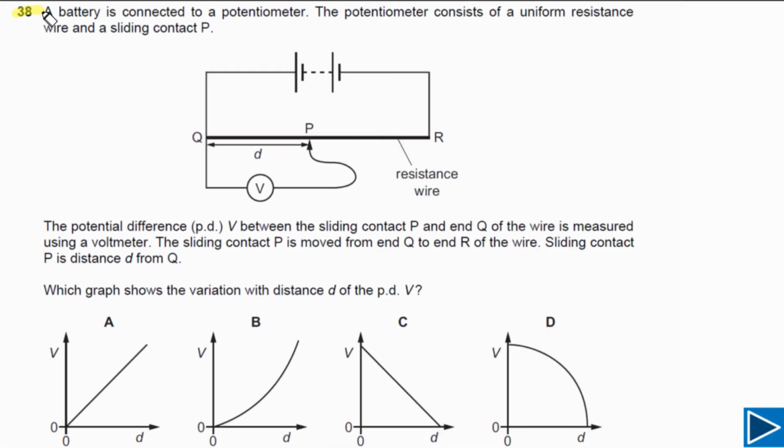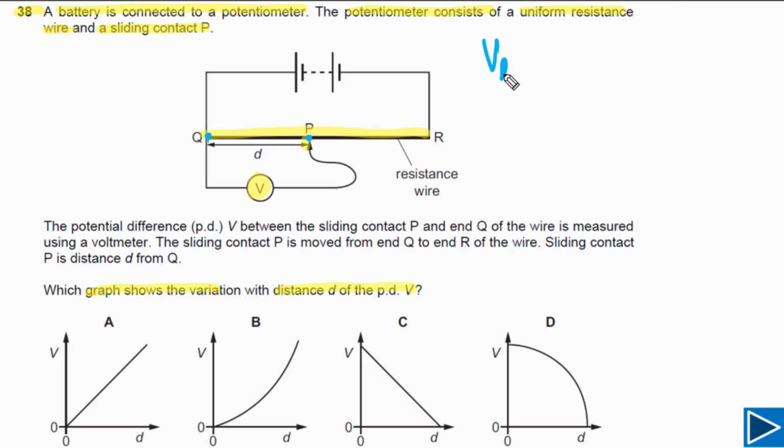Question number 38 is a typical type of question on the potentiometer. For this question, it is given that a battery is connected to a potentiometer. The potentiometer consists of a uniform resistance wire and a sliding contact P. This is the uniform resistance wire. It is connected between Q and R, and P is the sliding contact. We need to find out which graph shows the variation with distance d of the potential difference V, meaning the reading on this voltmeter. First of all, let's try to find the potential difference between point P and point Q.